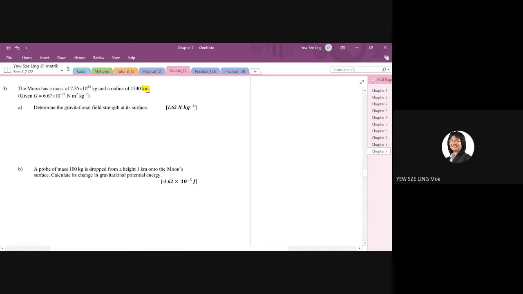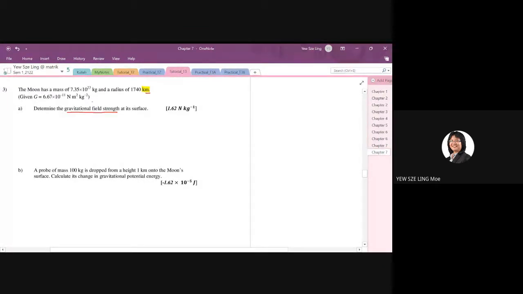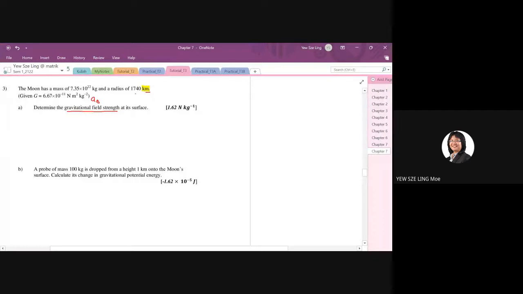So you have an object which is the moon, and the mass is 7.35 times 10 to the power of 22 kg, and the radius is 1740 km. Determine the gravitational field strength. So first of all, you need to understand what gravitational field strength is. That is our ag. Now, when it comes to gravitational field strength, I want you to take note.